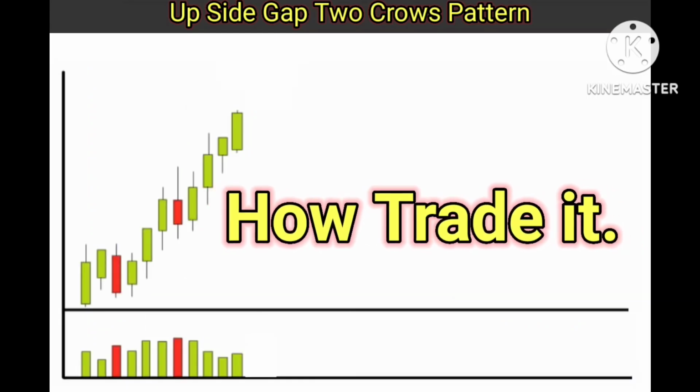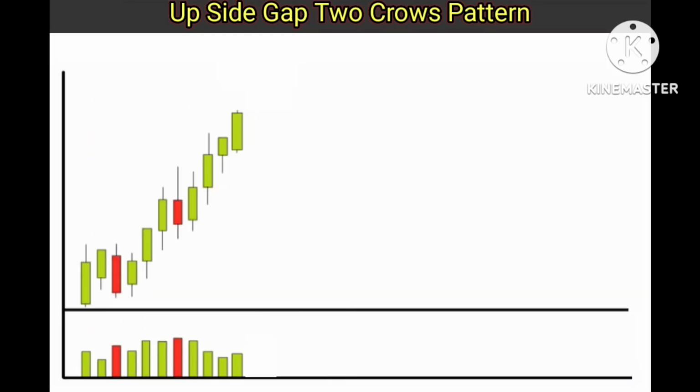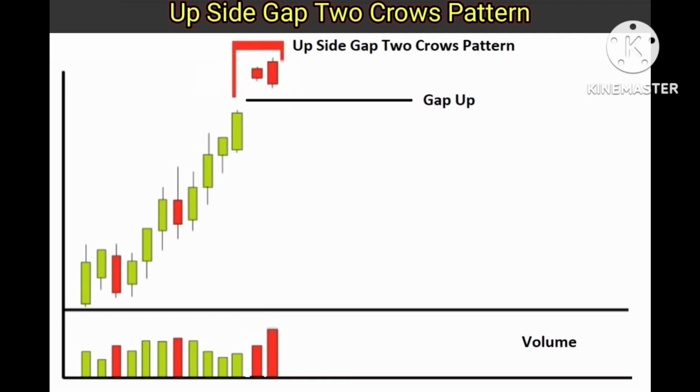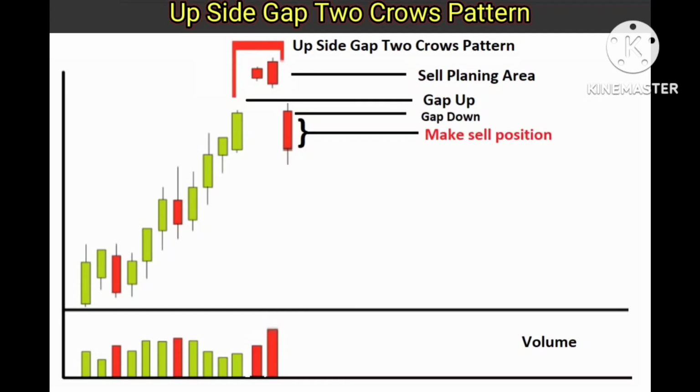Let's see how to trade it. Suppose the price of a stock is moving up, and after a gap up you see a red candle and its volume is also good, and the next candle also takes price up but closes in the red, and its volume is higher than the previous candle, and these 3 candles form the upside gap two crows pattern. At this third red candle, one can either sell or plan a short position. And if after a gap down the next candle appears, then at this candle you can make a short position, and the stop loss can be kept at the high of the upside gap two crows pattern.